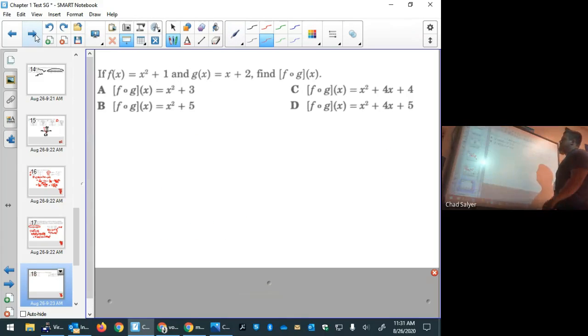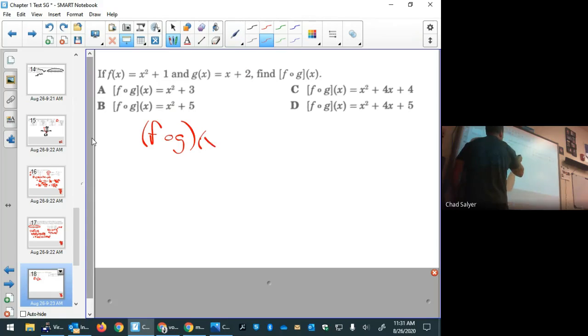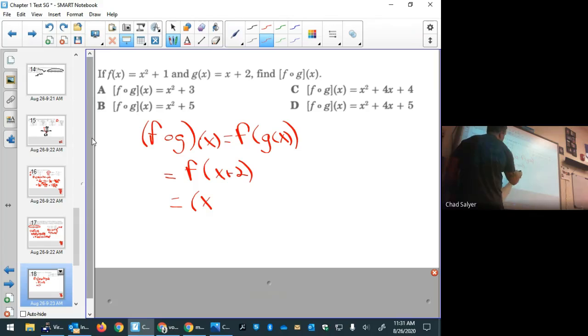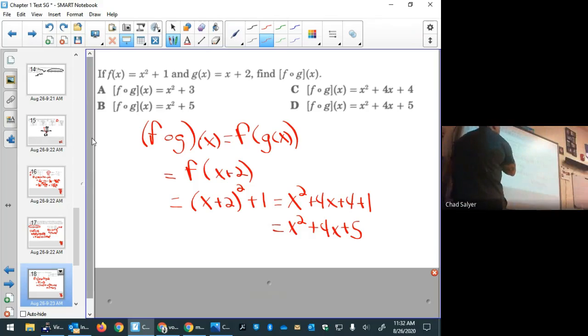On to problem 17. Child's play compared to the last one. f of g of x equals f evaluated at g of x equals f evaluated at x plus 2 equals x plus 2 squared plus 1. So that's x squared plus 4x plus 4 plus 1, which is x squared plus 4x plus 5, which is d as in delta.